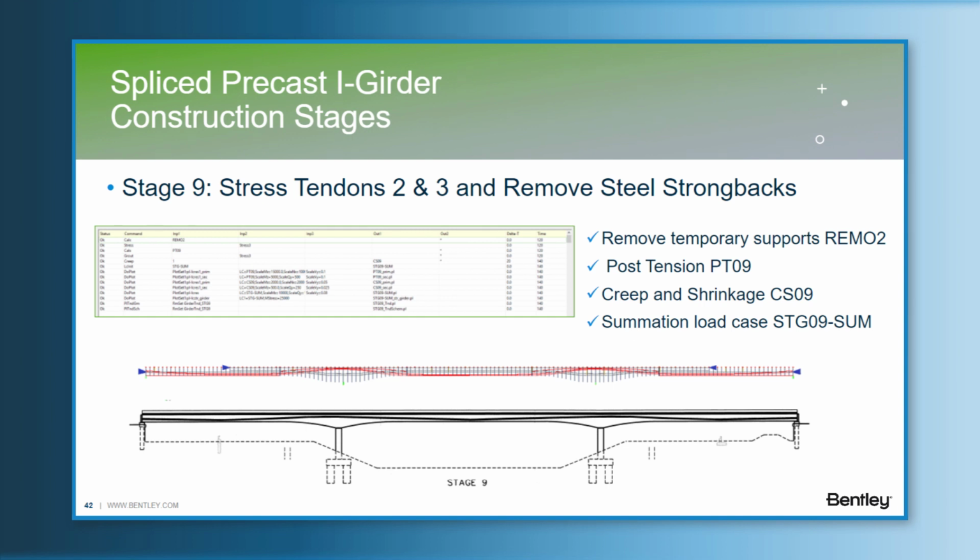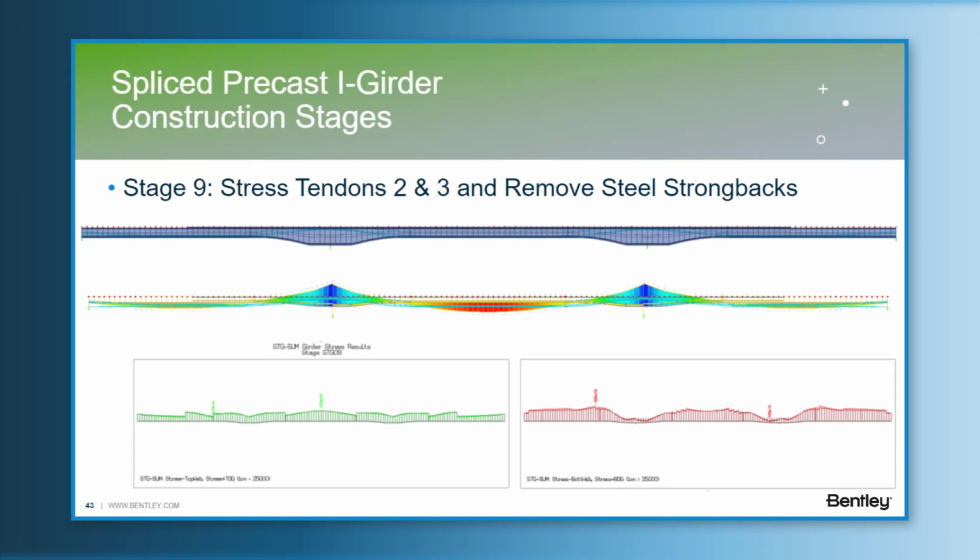Stage 9. Stress tendons 2 and 3 and remove the steel strongbacks. Because we are working with a 3D model for an I girder, at this stage we have the composite elements active at the middle span and the zone over the piers, and we can now remove temporary supports for transversal movements. And we install the tendon 2 and 3 and continue to consider the creep and shrinkage effects. And in the results obtained, we can see one more uniform compression in the stress results on the I girder after the tendon 2 and 3 are installed.